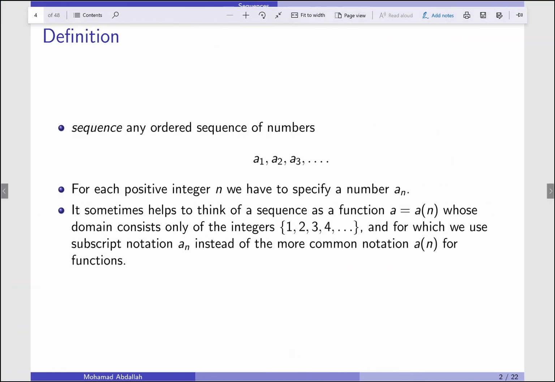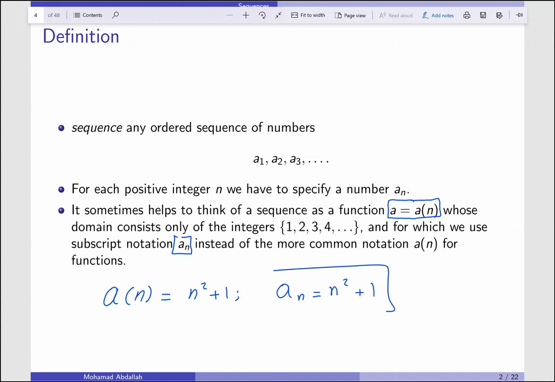So it's really helpful to think of an as a function. It's a function of the form a equals a of n, but instead of using the notation a of n, we use the notation a sub n. For example, let's say the sequence is defined by a of n equal to n to the power 2 plus 1. This is the same as saying a sub n equals n squared plus 1. We treat these the same, but this is the most common notation.